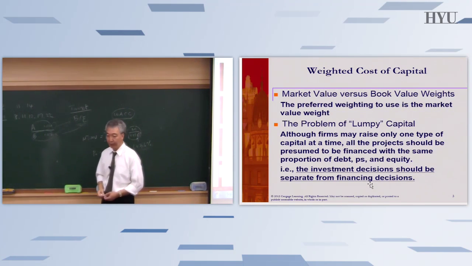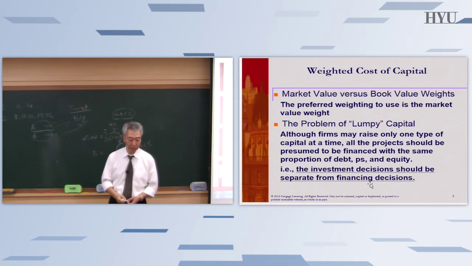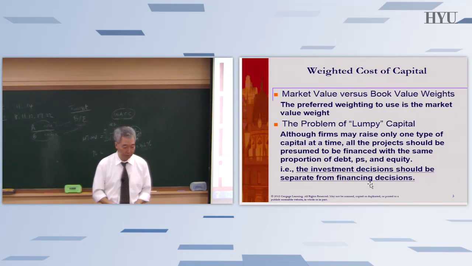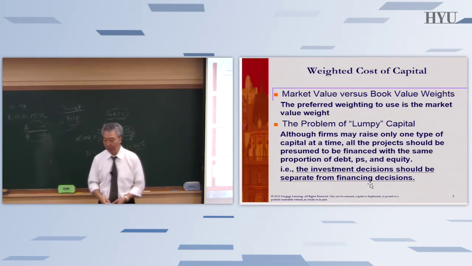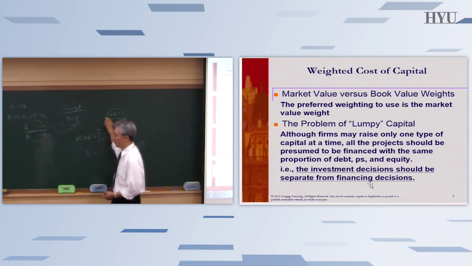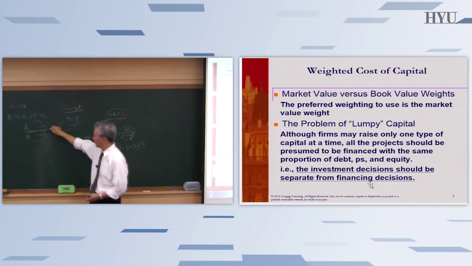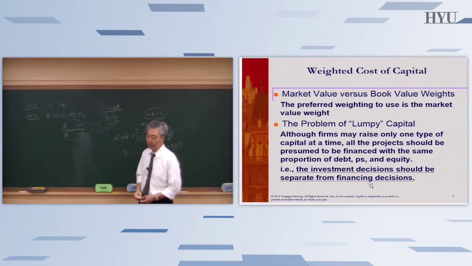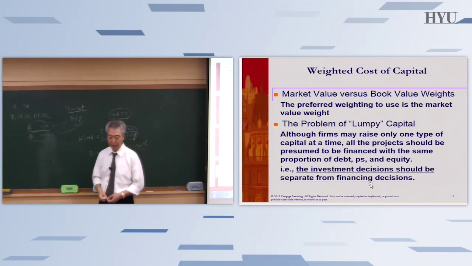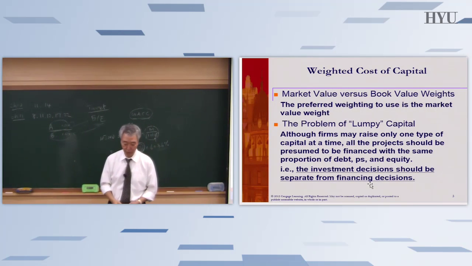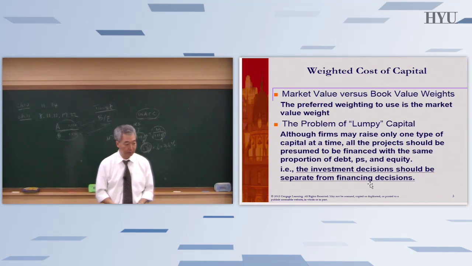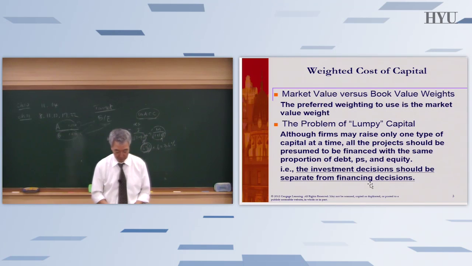Using the target level of debt equity ratio or capital structure, right? And you have to apply the same cost of capital to all the projects, evaluating all the projects. That's what this lumpy capital refers to, right? It's a little bit complicated or lengthy way of explaining it, right?